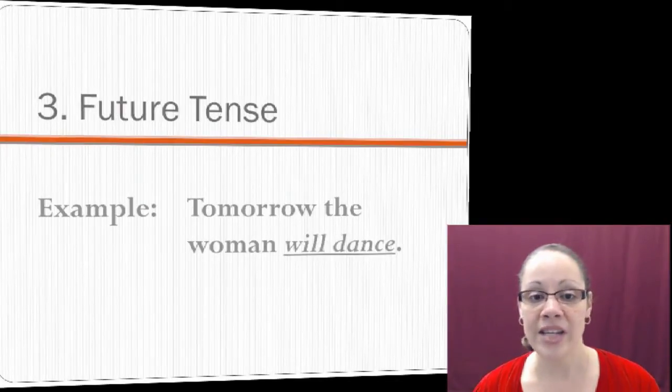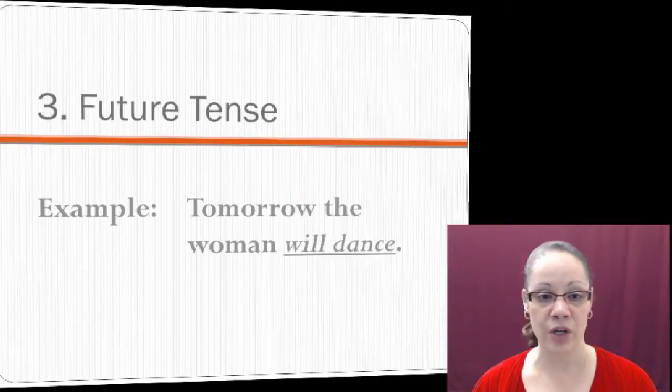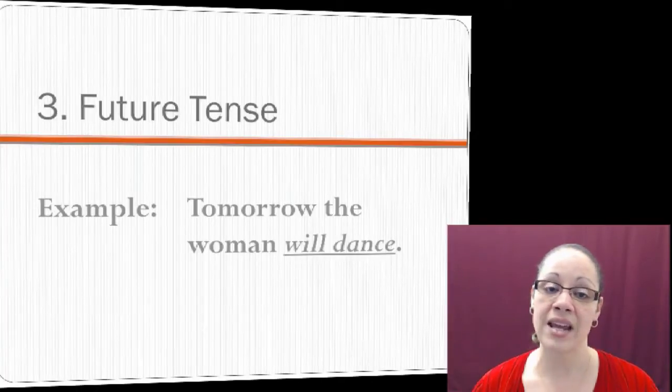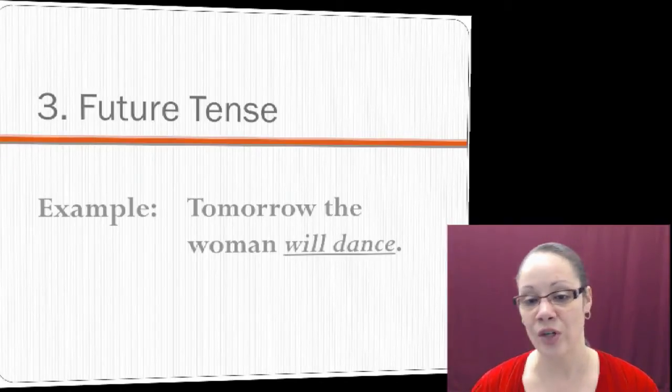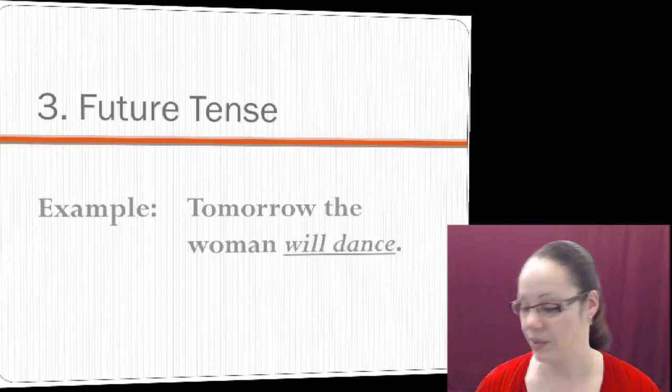And then my third tense is the future tense of a verb. Tomorrow the woman will dance. It hasn't happened yet, and it's not happening right now, so I have to use a helping verb, will, to show that she will in the future, and I have to add the word dance. So she will dance in the future. She will dance tomorrow.